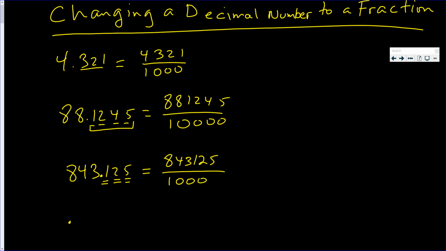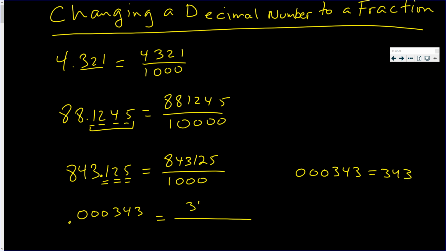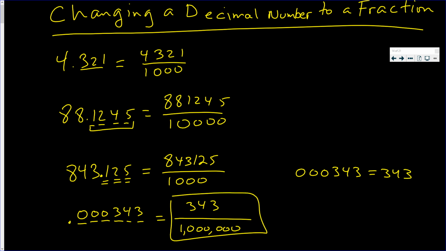If you have 0.000343, so I write down in the numerator that number without a decimal. And remember, 0.000343 is just 343. Okay, 343. And in the bottom, after the 1 I put 1, 2, 3, 4, 5, 6 zeros. And there is your answer.